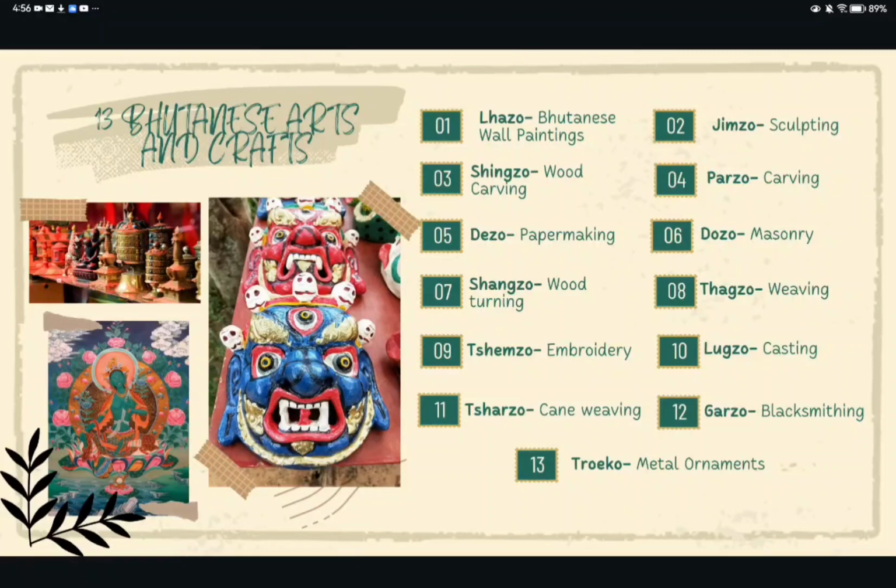Next is Garzo, or blacksmithing. This is the manufacture of iron goods such as farm tools, knives, swords, and utensils. The last one is Troeko, or metal ornaments. It is silver and gold smithing, working in gold, silver, and copper to make jewelry, ritual objects, and utilitarian household items. And yeah, that ends the Bhutanese art.